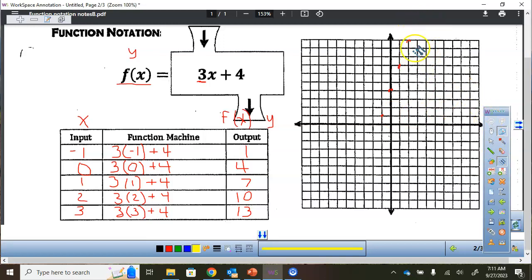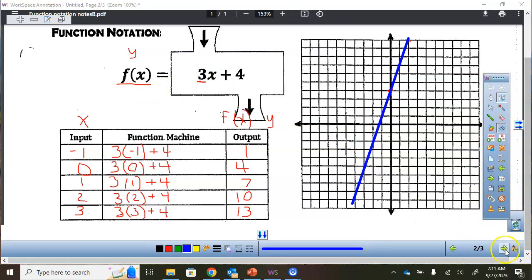But notice they line up with each other. I can now graph these points by drawing a straight line through them. There's the graph of my function, f of x equals 3x plus 4.